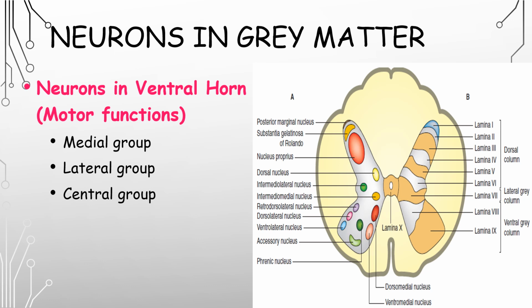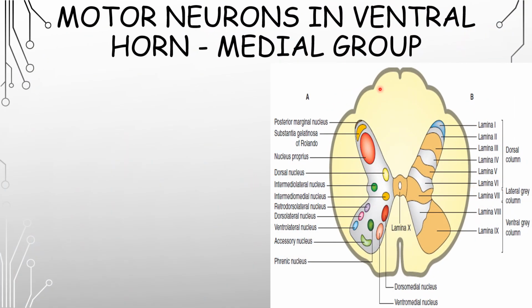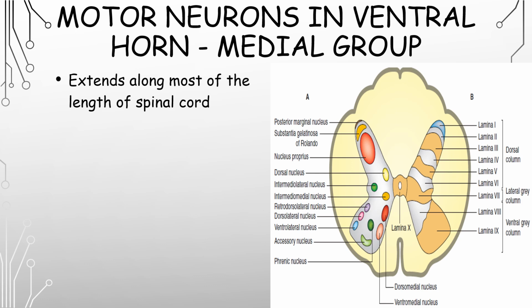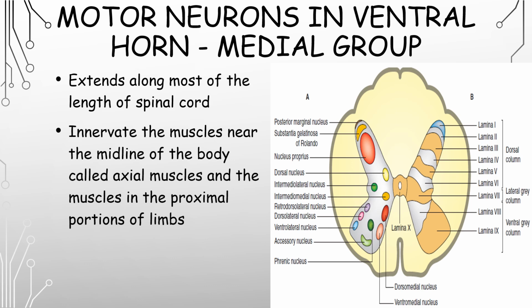Neurons in the gray matter. To start with, the neurons in the ventral horn. Neurons which have motor functions are divided into three groups: medial group, lateral group and central group. The medial group extends along most of the length of the spinal cord. It innervates the muscles near the midline of the body, called axial muscles, and the muscles in the proximal portions of the limbs.